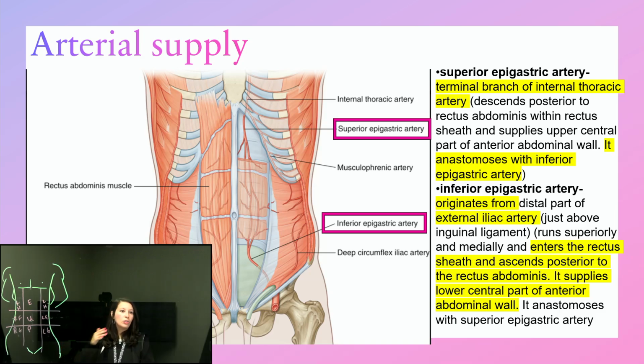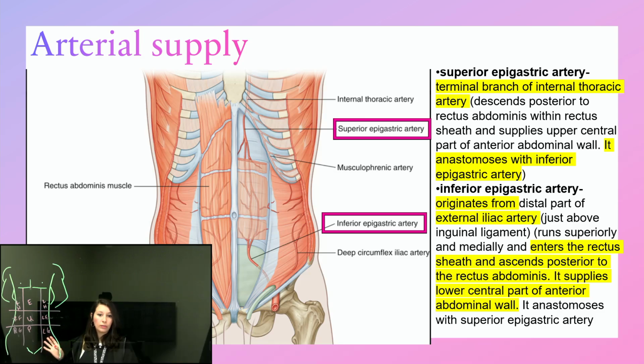And so the superior epigastric is a terminal branch of your internal thoracic artery, which, if you recall, we saw when we were doing the dissection of the thorax, running parallel to the sternum, right? And that is a branch of your subclavian artery, if you recall. So your superior epigastric artery, a terminal branch of this internal thoracic artery, is going to be descending posterior to the rectus abdominis within the rectus sheath, and it supplies the upper central part of the anterior abdominal wall.